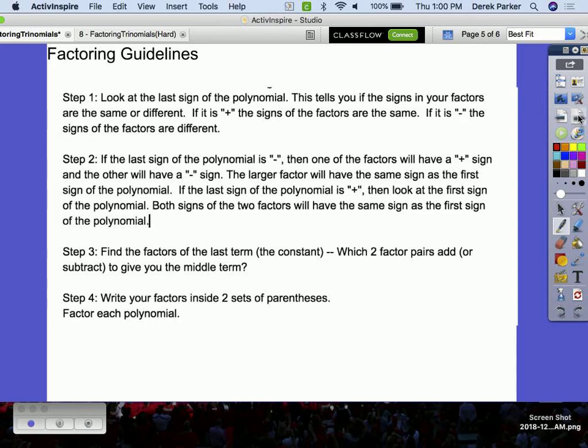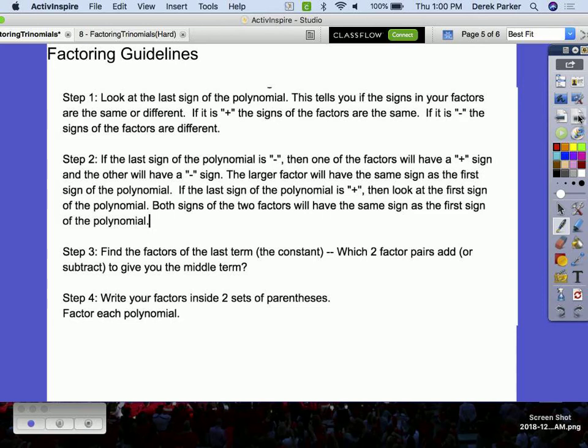Step 2. If the last sign of the polynomial is a minus sign, then one of the factors will have a positive sign and the other will have a minus sign. The larger factor will have the same sign as the first sign of the polynomial. If the last sign of the polynomial is positive, then look at the first sign of the polynomial. Both signs of the two factors will have the same sign as the first sign of the polynomial. This will make a lot more sense when I start doing the examples.